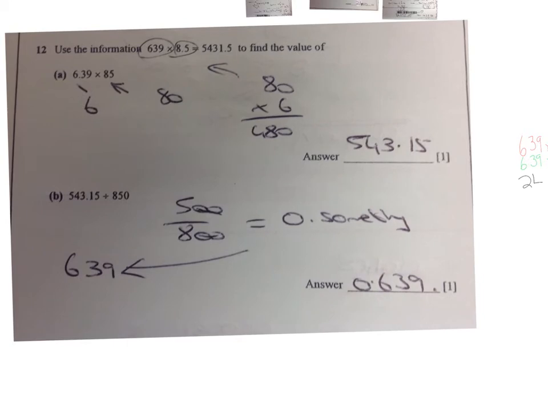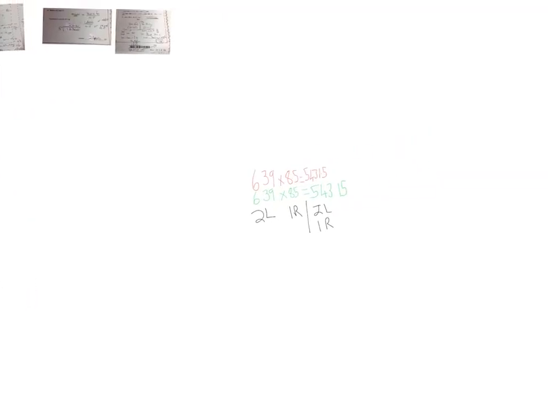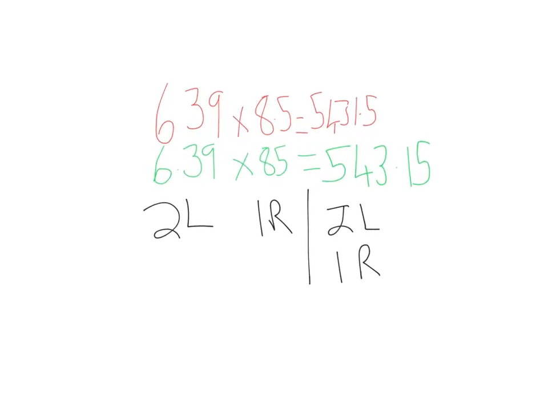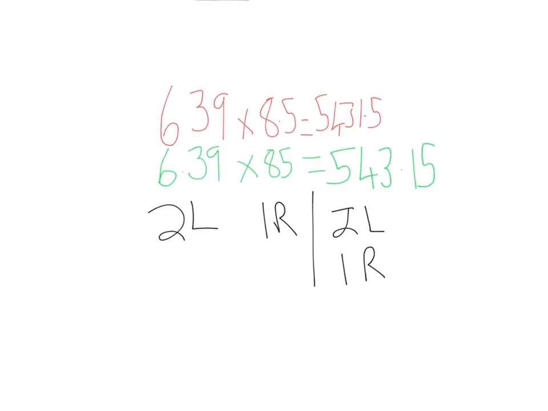So all you do there, just to reiterate, for the other one, is you write out the initial sum, which is this. You put the new sum that they want you to find underneath it, and you work out how far left and how far right, and then your answer has to go the same, 2 left and 1 right to get you to here. That's how you do those multiplication questions.